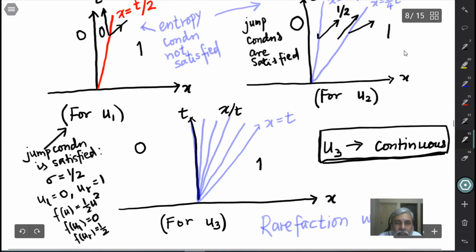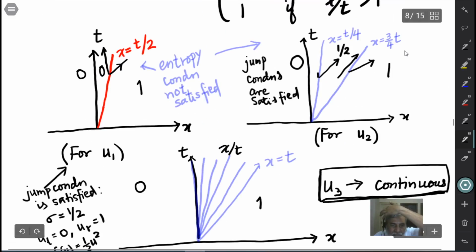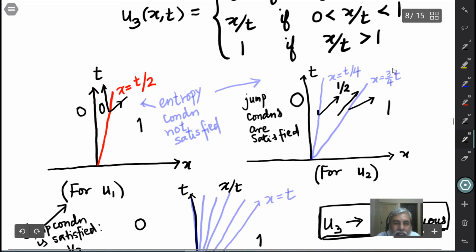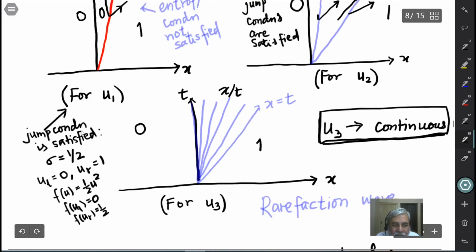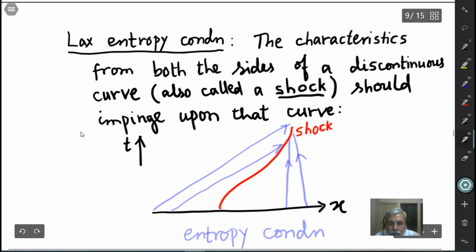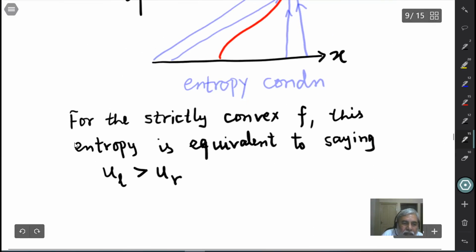In this case half u squared is strictly convex, so there is no problem with that. Here on the left it is 0 and on the right 1, so that's violated. And again here on the left it is 0 and here it is half, again that is violated. And here on the left it is half and on the right it is 1, again that is violated. So this is somewhat simpler, but this applies only to strictly convex F. Of course, we are dealing with that.